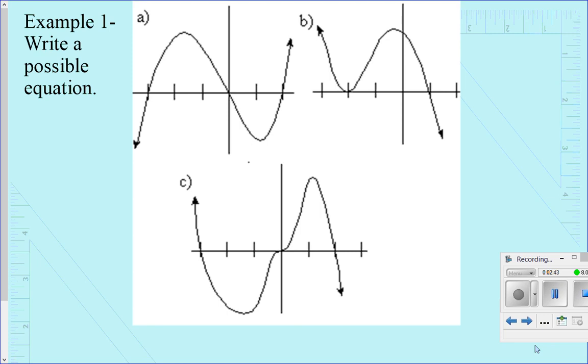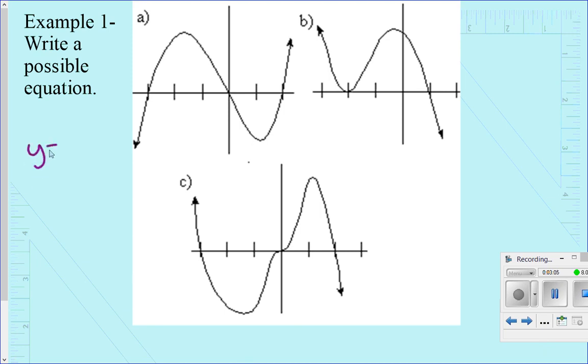This will not be on tomorrow's quiz. We started with these 3 examples, so you want to get those copied into your notes. So the first one, I am supposed to write a possible equation. So if you think about this, this is the opposite of what we did yesterday. Yesterday, we started with an equation and we graphed that equation. Today, we're starting with a graph and we're going to come up with the possible equation.